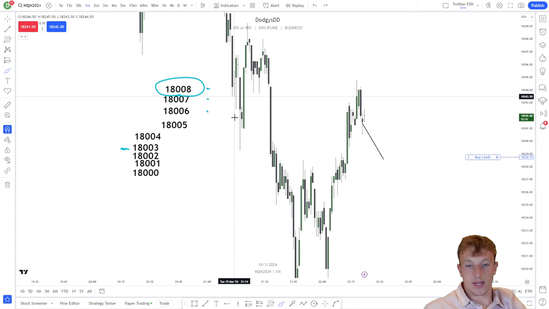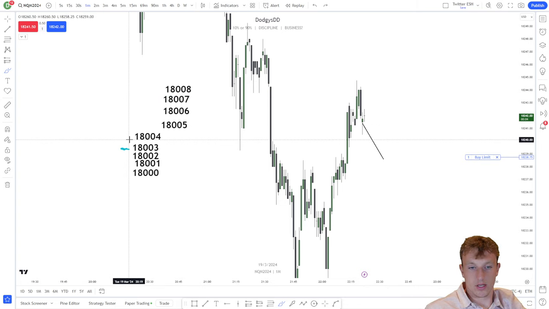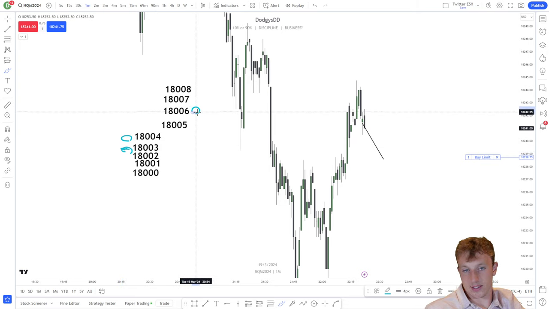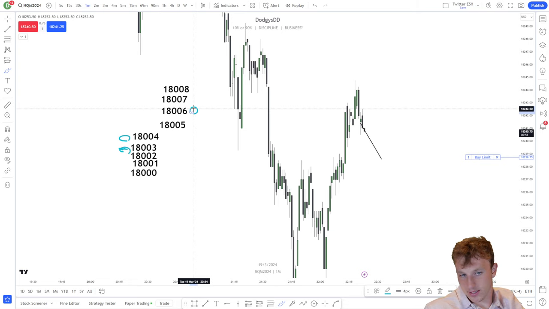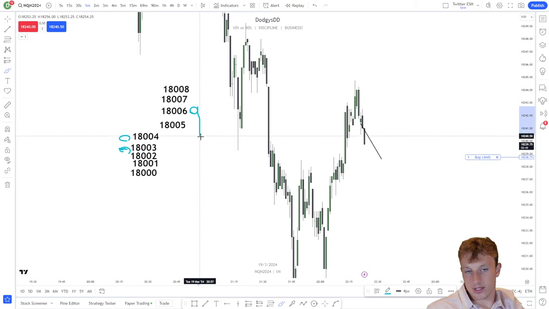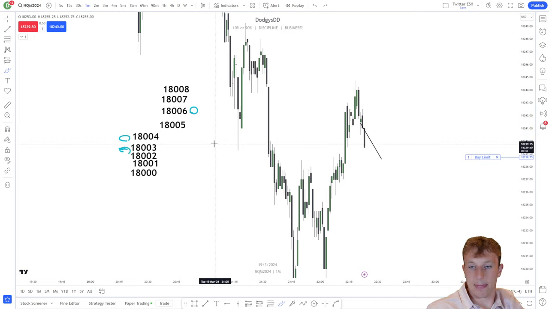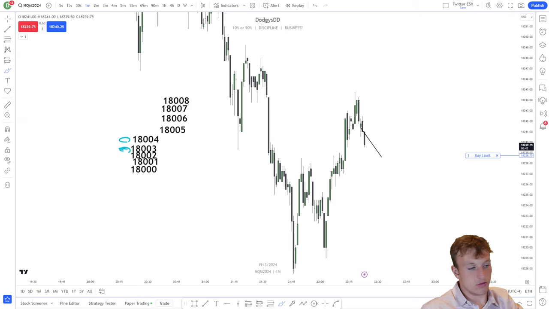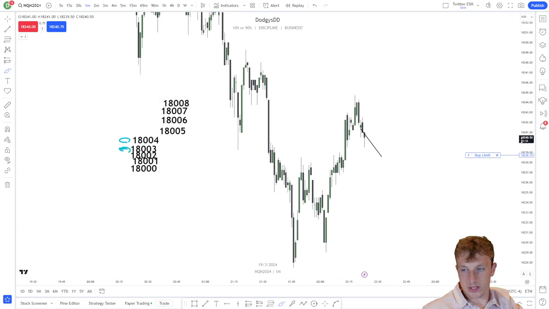So like I said, if you're trying to buy at 18,004, there might not be sellers willing to sell your contract here. They might be at 18,006. So you'll get filled at 18,006 instead, but with a limit, you'll get filled at 18,004 if there's more sellers willing to bring price down. Okay. So hopefully that makes sense. And those are the two important orders you should understand to get in the market.